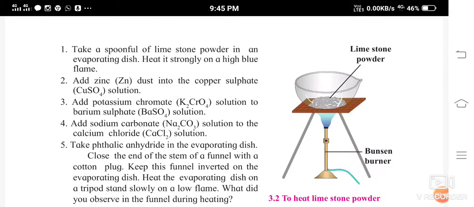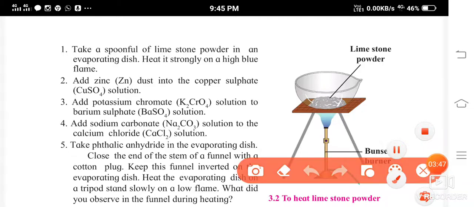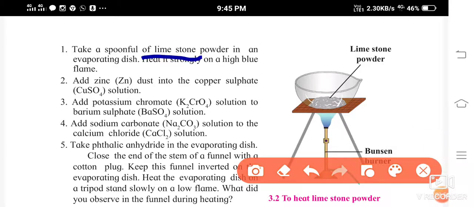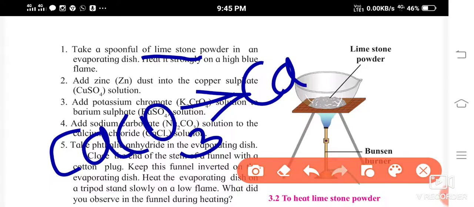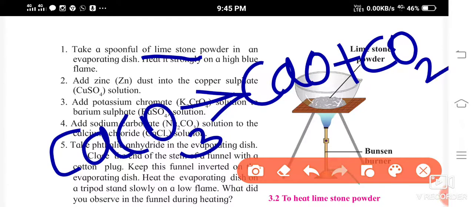See, take a spoonful of limestone powder. So, limestone powder means what? Calcium carbonate, CaCO3. When you heat it strongly, what is it going to form? Calcium oxide plus carbon dioxide. Now, see, this is the sign for heat.